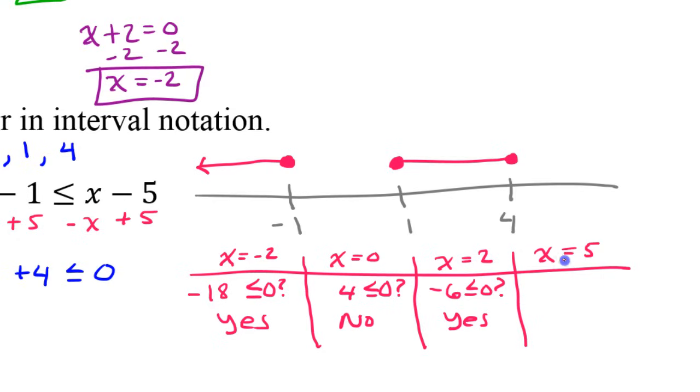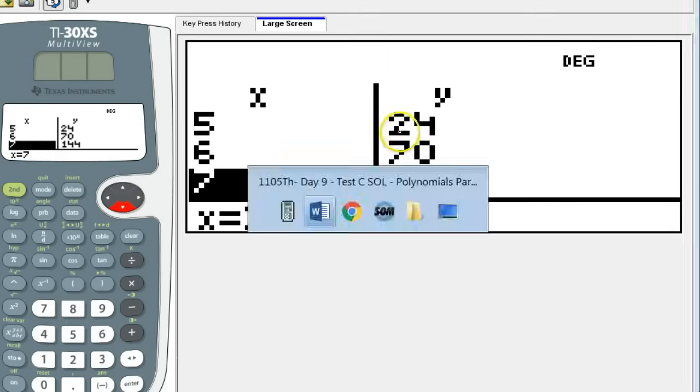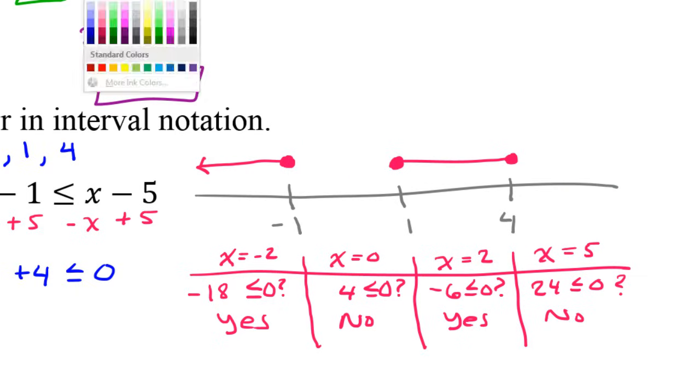What about at 5? At 5, the function has a value of 24. Is 24 less than or equal to 0? Of course not. So that means these will not be solutions. So this graph represents all the solutions I'm going to have.